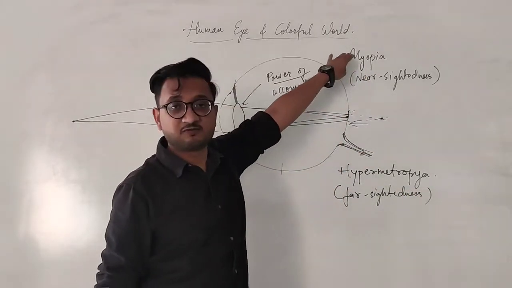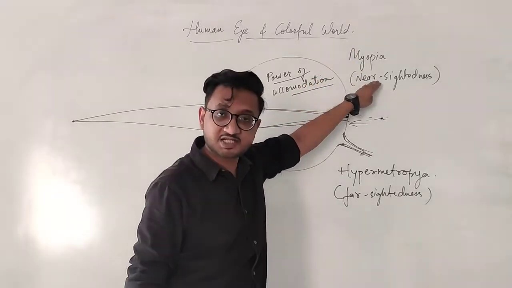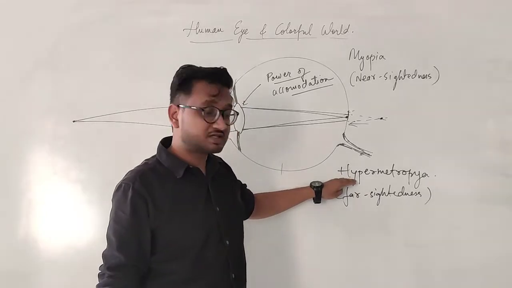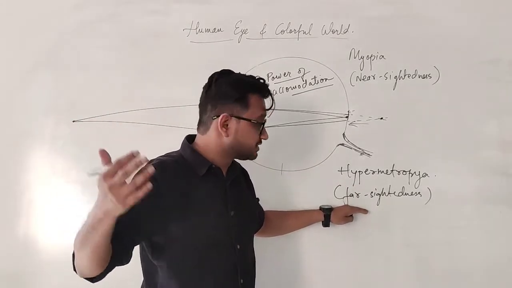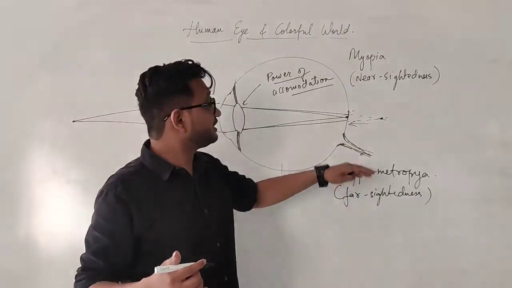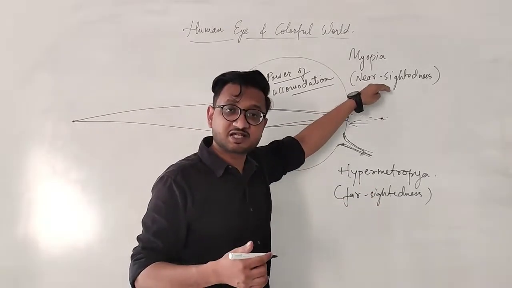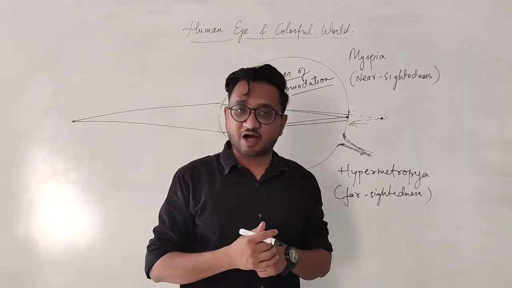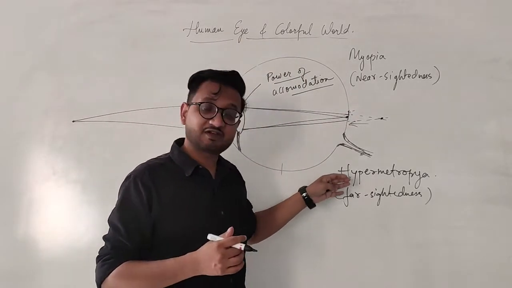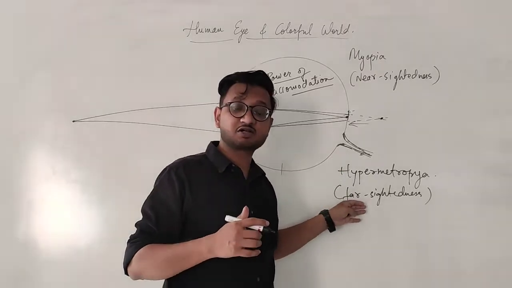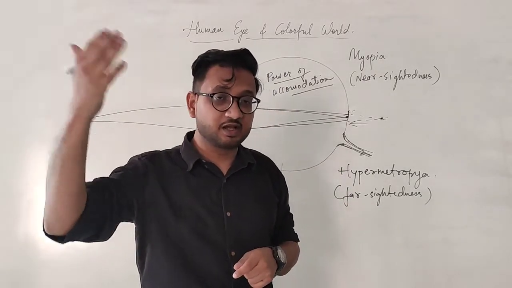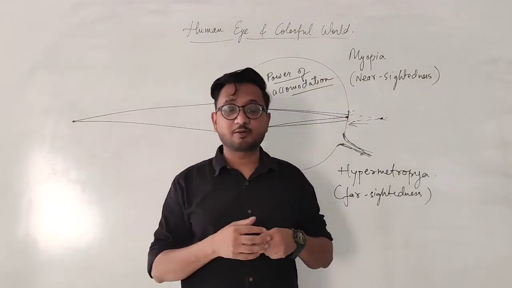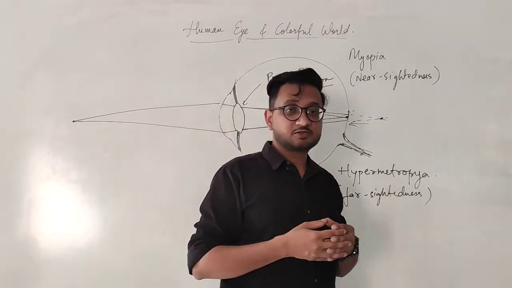In myopia, a person is only able to see nearby objects and therefore it is known as nearsightedness. In hypermetropia, a person is only able to see far away objects, so it is known as farsightedness. So if a person has nearsightedness, that means he or she has a problem observing far away objects, and if a person has hypermetropia, he or she can see far away objects clearly but has trouble reading or observing nearby objects. I hope it is clear to you, students.